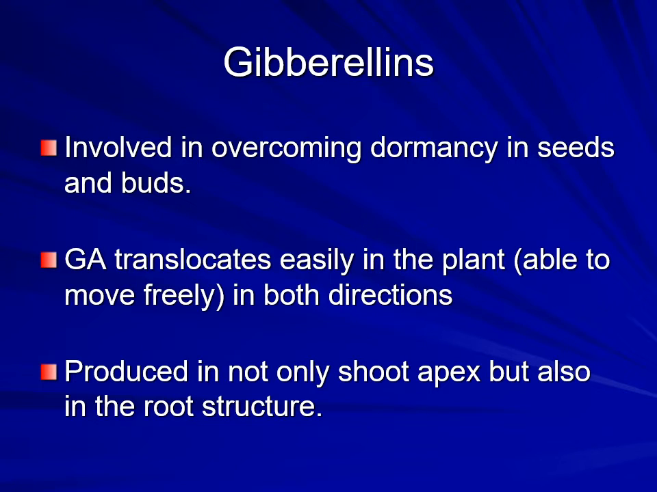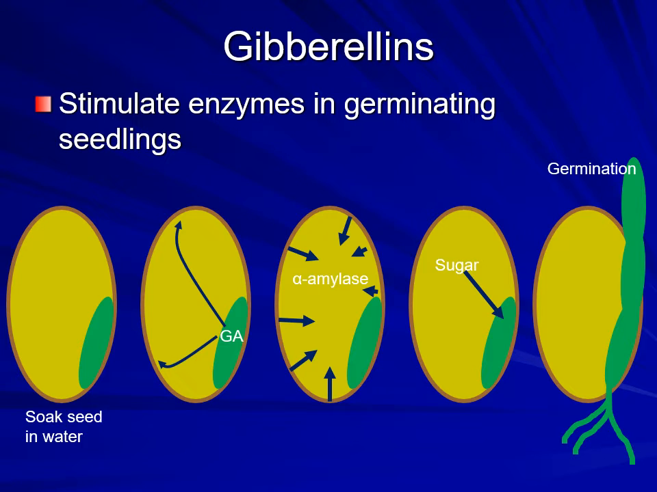So gibberellins are involved in overcoming dormancy in seeds. They move throughout the plant in all directions, produced in all tissues pretty much. If we look at seed dormancy, the way it works is that if you imbibe a seed, so you soak it in water, it triggers the release of gibberellic acid from the embryo. So this is my icon. This is the embryo inside the seed, and this is the cotyledon, let's say, and it's surrounded by the seed coat and the seed wall.